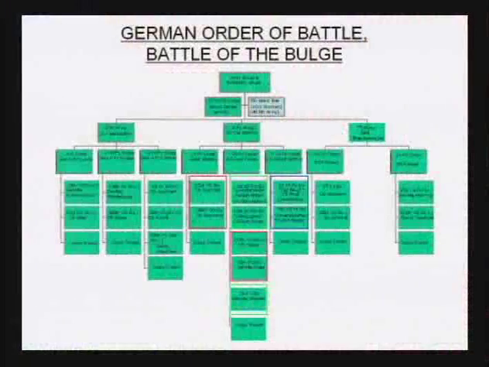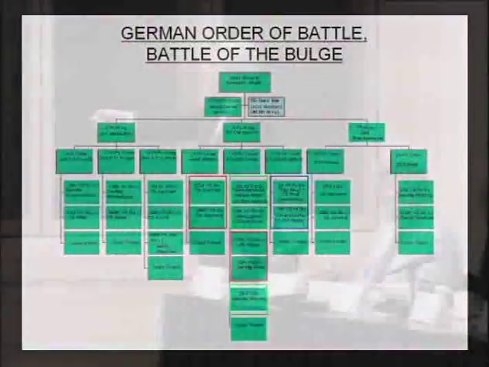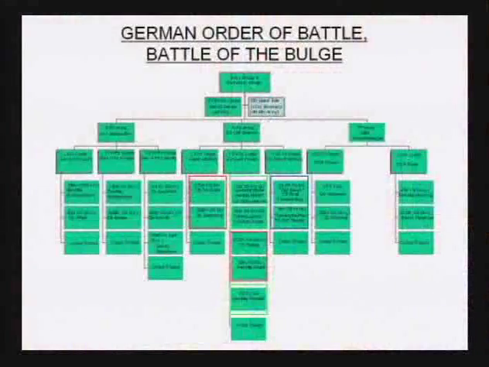This is Army Group B. These are the three armies, 5th Panzer, 6th SS Panzer, and 7th Army that the Germans organized. I won't drag you through this. I will point out that there are armies, and in the 20th century, below those generally, there are corps, and below corps there are divisions.